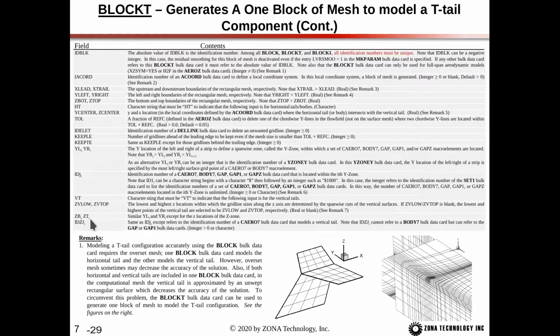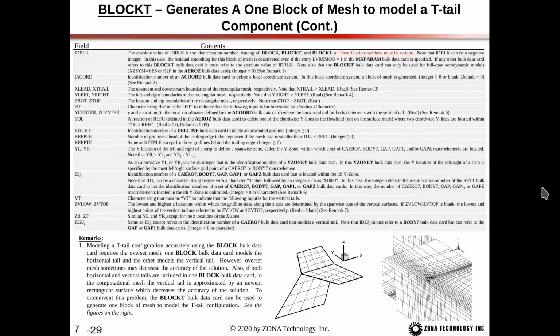And then we have the ZB and ZT to define the bottom and top portions of the Z zones, and then the IDZJ list out the components in that particular Z zone. So within each Z zone, we can refer to C07 cards, and then we can also refer to the GAP or GAP1 cards, but we cannot refer to the body 7 card. If you have a body 7, that must be in the horizontal portion.